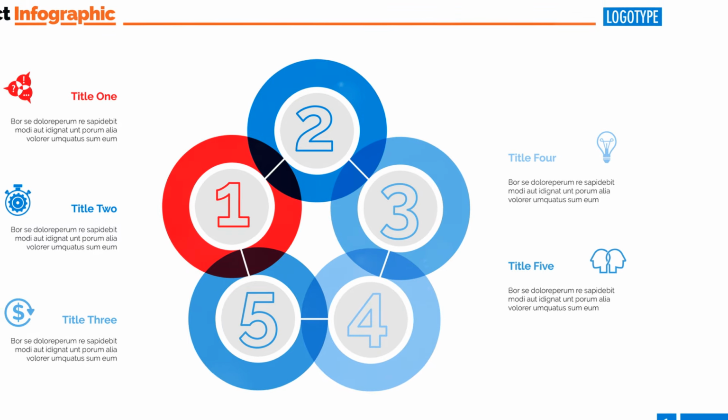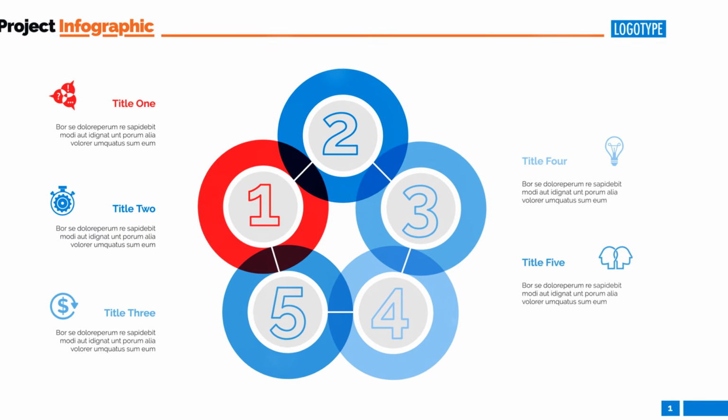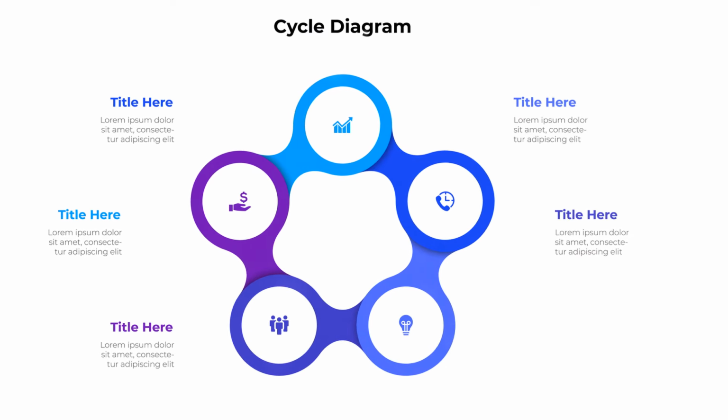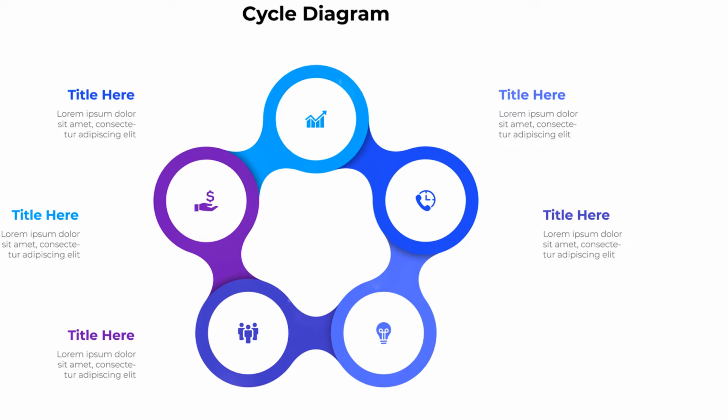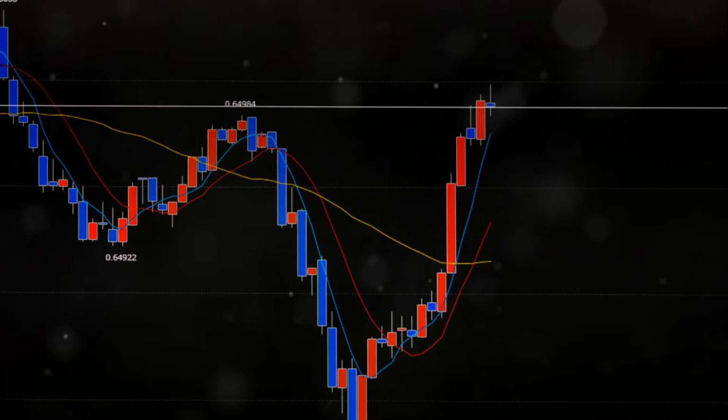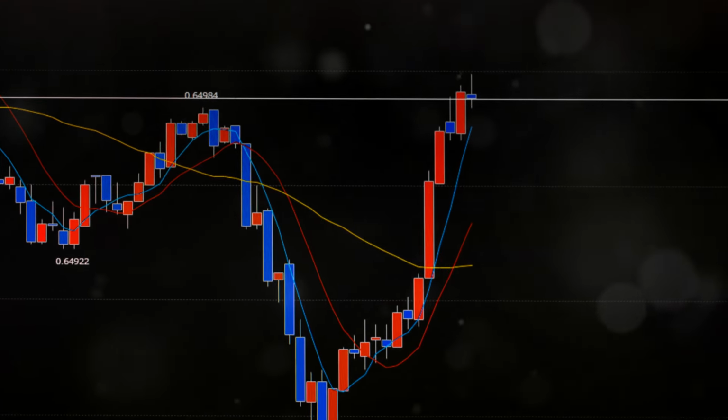Wave 5. This is the final wave in the impulse sequence. It represents a final burst of optimism before the trend reverses. This wave is often driven by the last surge of buying interest as traders and investors try to capitalize on the remaining trend.